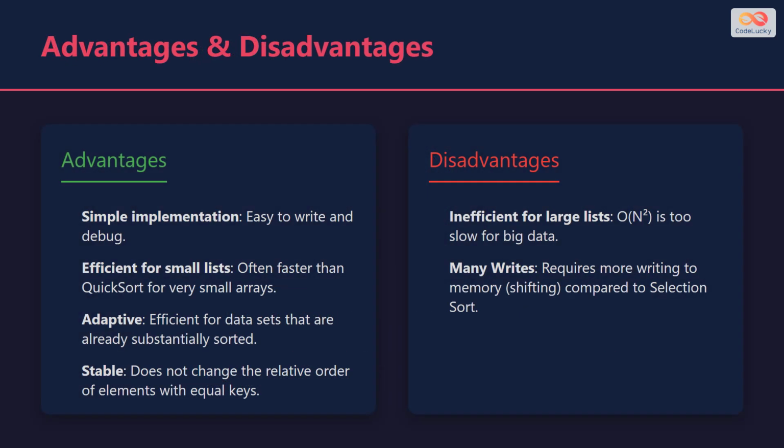So when should you use it? It is very simple to implement and actually faster than complex algorithms like quicksort for very small datasets. It is also adaptive, meaning it's fast for nearly sorted data, and stable, meaning it preserves the order of duplicate items. The main disadvantage is that it is inefficient for large lists due to the O(n squared) time complexity.